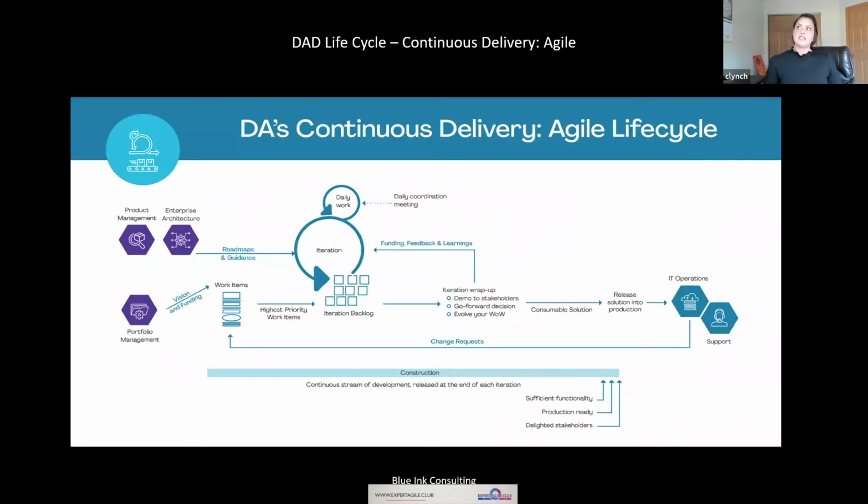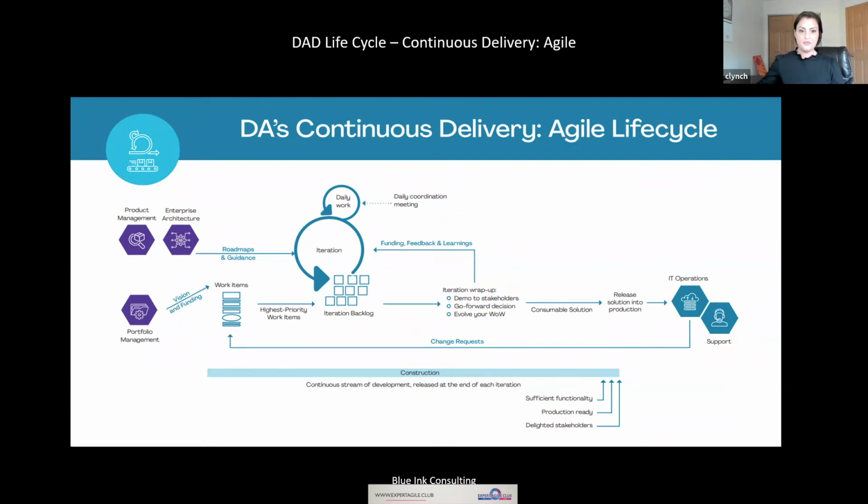Now, our next life cycle is the Agile life cycle, but this is the continuous delivery life cycle. So this is for teams who have progressed maybe through the first life cycle. They've developed some good practices and principles, and they essentially have continuous delivery. So they've taken out the inception phase and the transition phase.